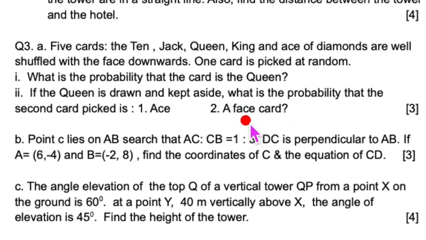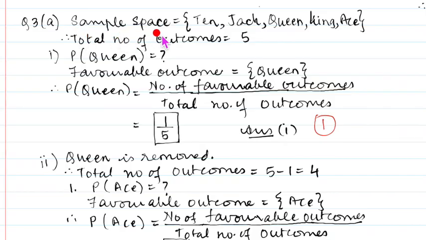Let us see how we write the statements. First of all, we have to write the sample space, so we'll write it like so. And the total number of outcomes is going to be 5. 1, 2, 3, 4, 5. The first part asks us the probability that the card will be the Queen. So the favorable outcomes we write like this. Now I know that this is a very simple question, but please write the statements because it's very easy for your teachers to cut your marks.